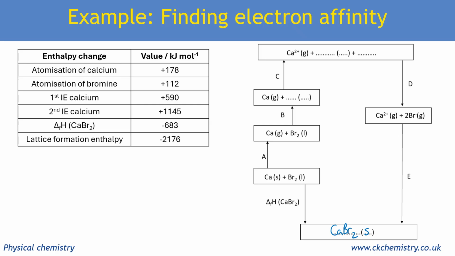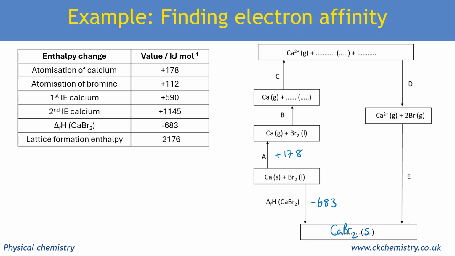Then there's a slightly different situation. So A, we're atomizing, so I'm going to put in some numbers as well because I actually know some numbers. So this is minus 683. The point of this question, incidentally, is to find the one that I don't know. So let's find the one that I don't know. Calcium solid going to calcium gas. Atomization, plus 178.